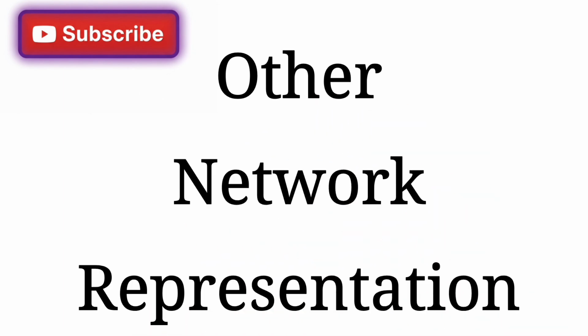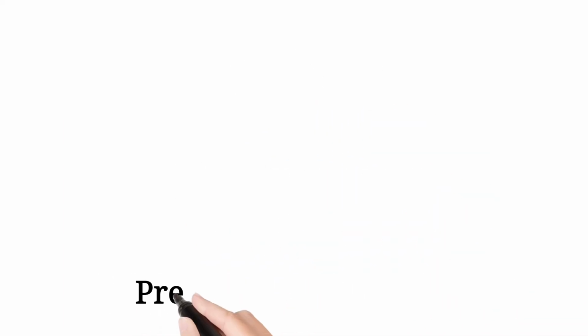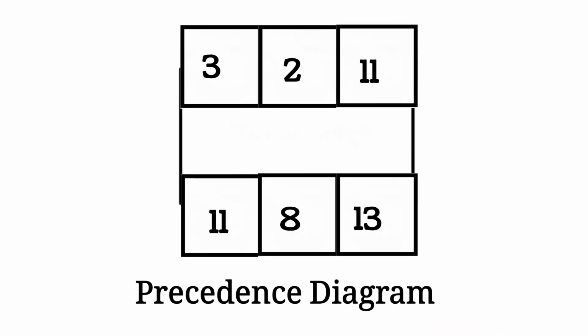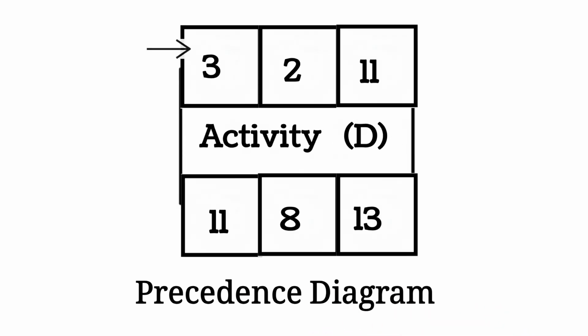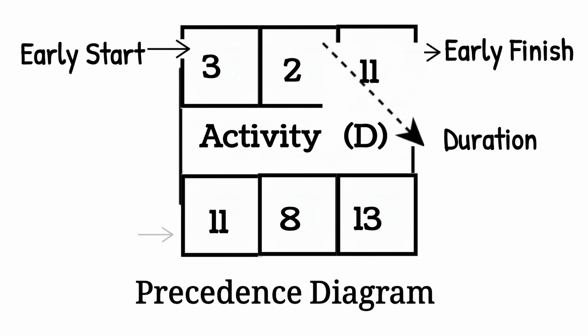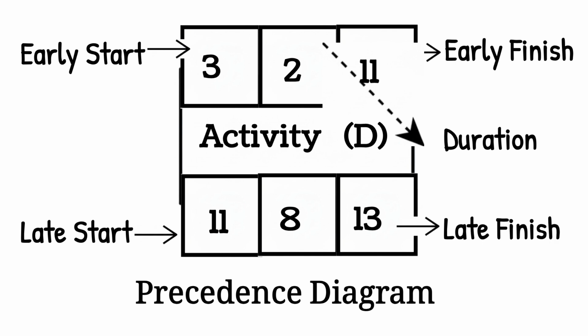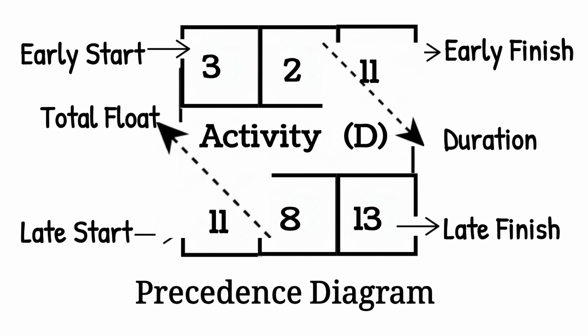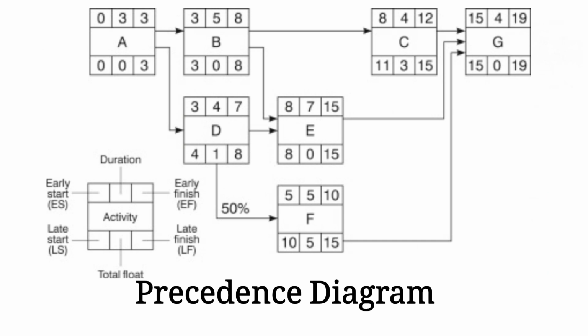Arrowhead diagrams are powerful, but there are other methods. The precedence diagram puts activities in boxes and shows relationships with lines. It's often easier to use. That is, no dummies are needed, and it's simple to insert a new activity. Also, all the key details are neatly organized inside each box.